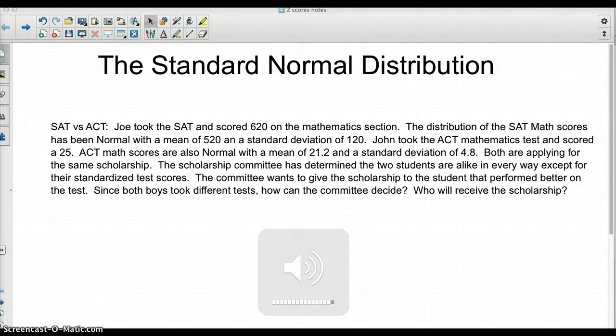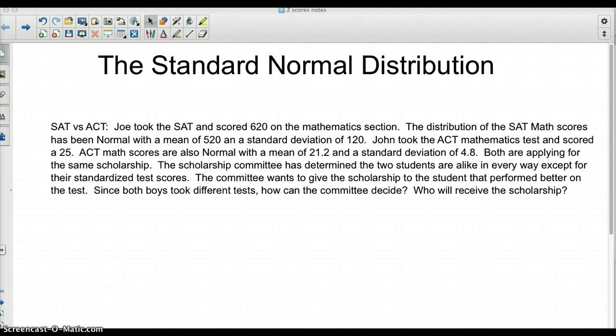The standard normal distribution. So let's say we have a problem, the SAT versus the ACT, because this is a common example for students. We have Joe who took the SAT, he scored 620 on the math, and the distribution of the math scores is normal with a mean of 520 and a standard deviation of 120.